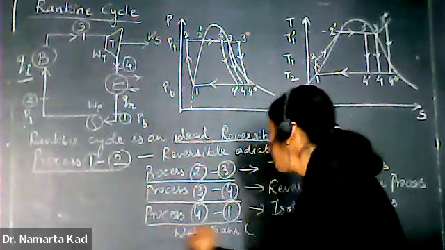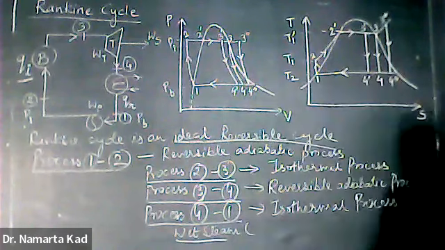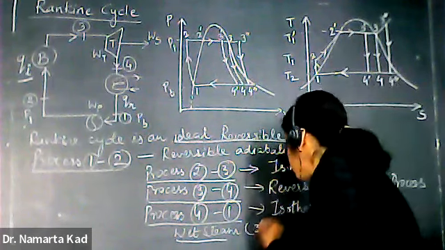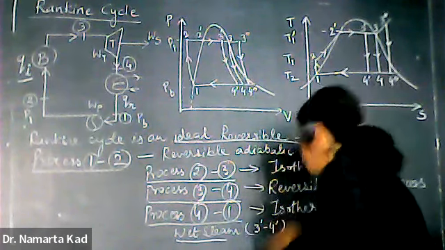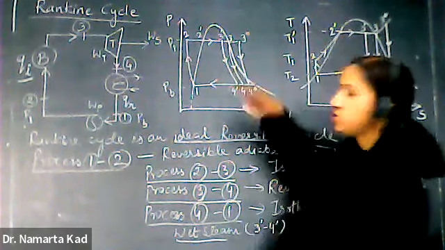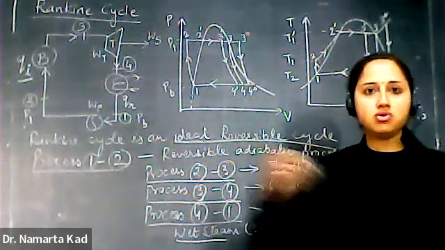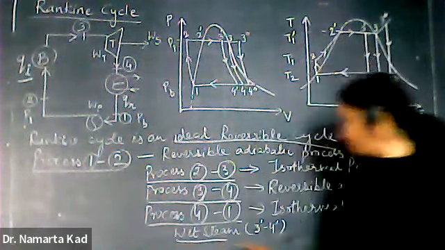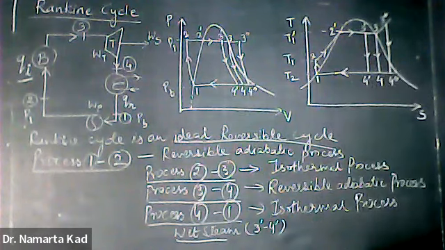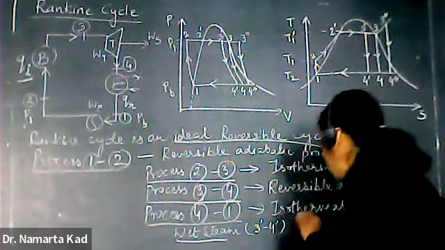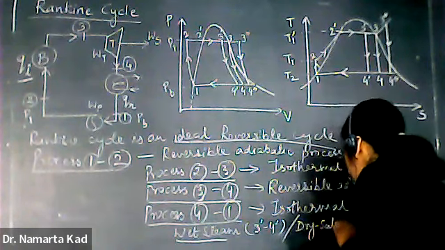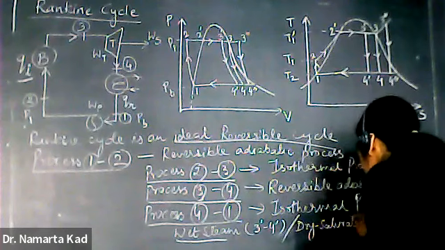If there is wet steam, the cycle is 3 dash 4 dash. If you follow this graph 3 dash 4 dash, that means the quality of the steam used in that particular plant is wet steam. The next category of steam is the dry saturated steam.